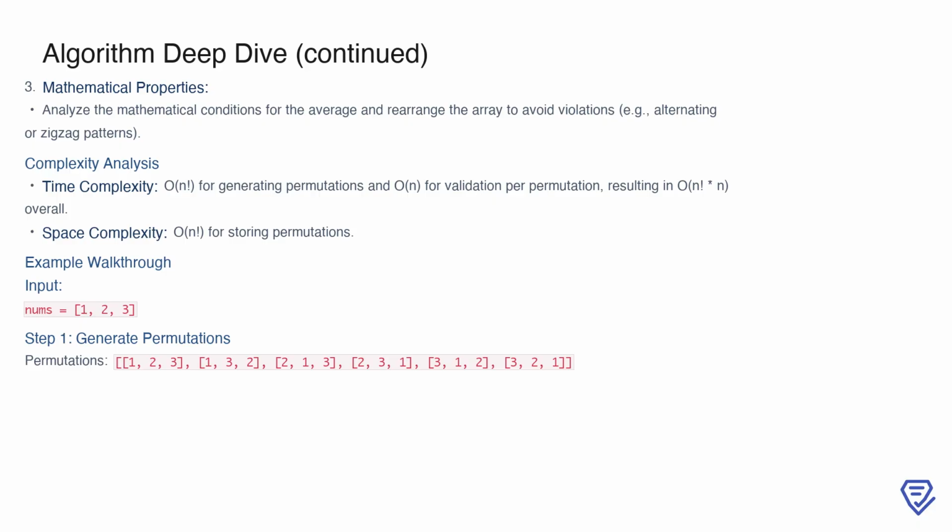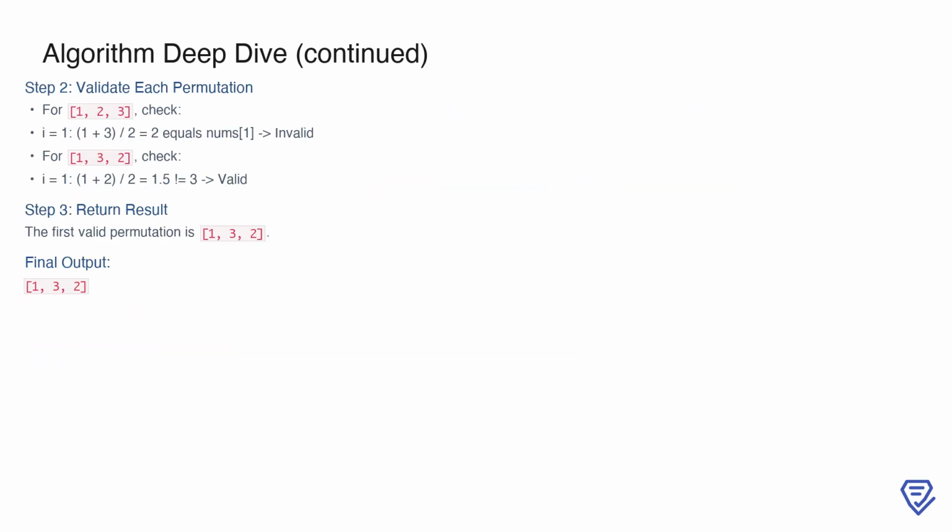To better understand this process, let's walk through an example. Suppose the input array is nums equals [1, 2, 3]. First, we generate all permutations of the array, which are 1, 2, 3; 1, 3, 2; 2, 1, 3; 2, 3, 1; 3, 1, 2; and 3, 2, 1. Next, we validate each permutation to find the first one that satisfies the condition.